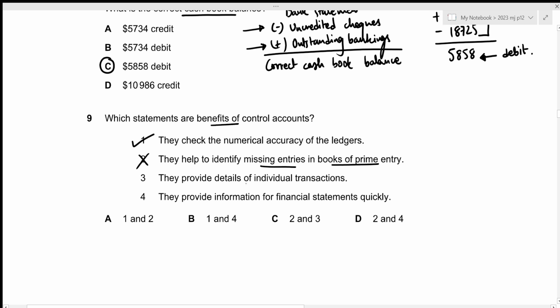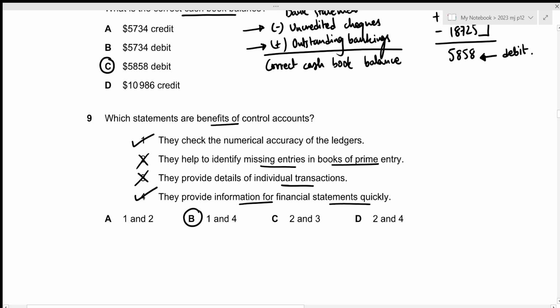Then they provide details of individual transactions. So remember that while creating our sales ledger control account or purchase ledger control account, we include all of our credit sales and credit purchases as a whole. We do not attribute each amount to each of our customers or each of our suppliers. So they definitely cannot provide the details of individual transactions. This cannot be a benefit. The fourth one is they provide information for financial statements quickly. This is true because control accounts will give us the information for trade payables as well as trade receivables. So the correct answers are given by 1 and 4, which is given in option B.